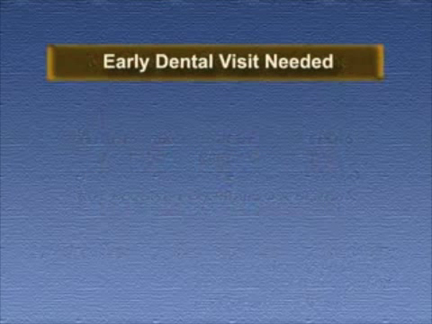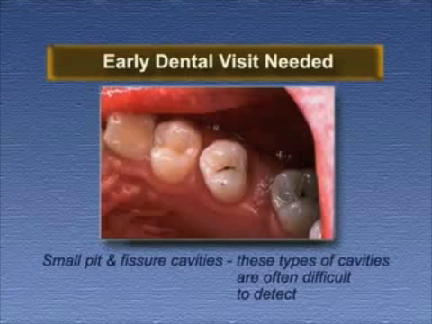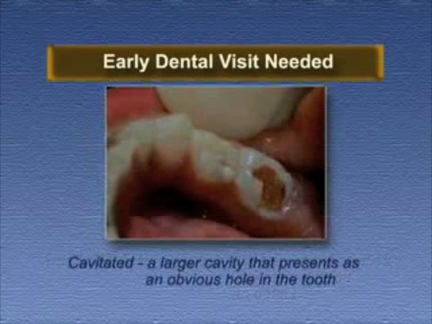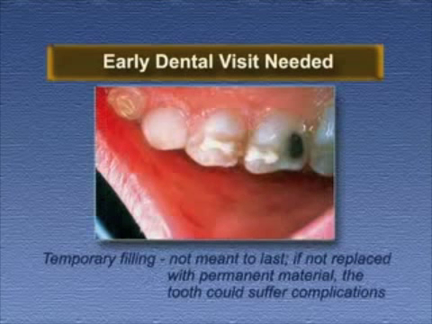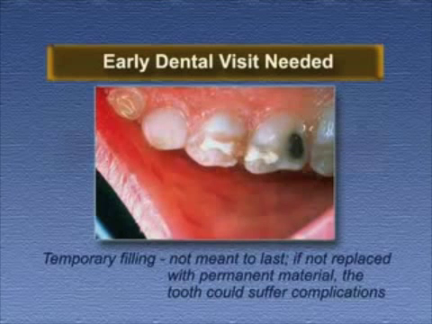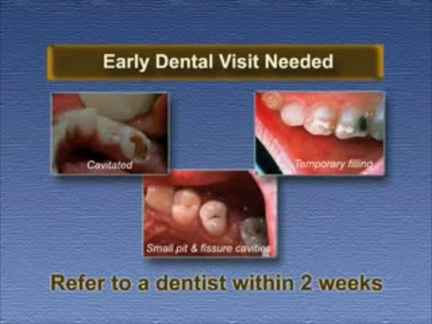Early dental visit needed. Small pit and fissure cavities. These types of cavities are small and often difficult to detect. Cavitated, a larger cavity that presents as an obvious hole in the tooth. Temporary filling. Temporary fillings are not meant to last. Usually they fall out, fracture, or wear out within weeks or months. If the filling is not replaced with a permanent material, then the tooth could fracture or have other complications. Students with these observations should be referred to a dentist for care within 2 weeks. If needed, assistance should be provided to help the student's family find the dentist and schedule an appointment.